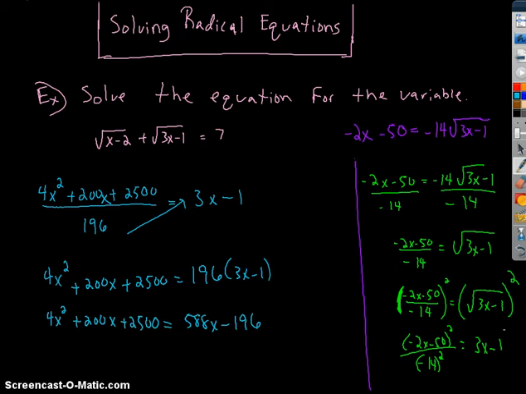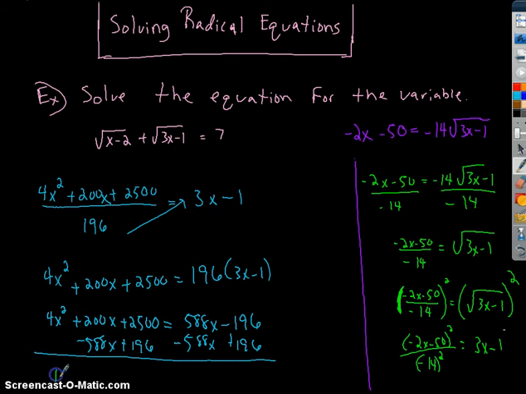Let's find out what it is. So this is what we wind up getting: equals 588x subtract 196. Now if you notice, this is a quadratic equation. The way we solve quadratics is we get one side to be 0, see if we can factor it. If we can't factor it, we go to the quadratic formula. If we can't do that, we graph it. So here it is. We get one side to be 0 by subtracting this one and adding 196.